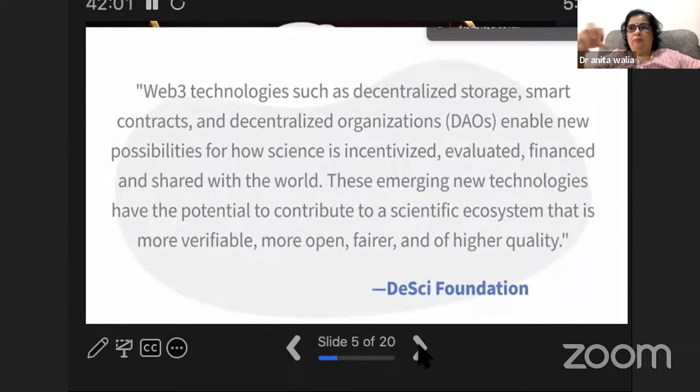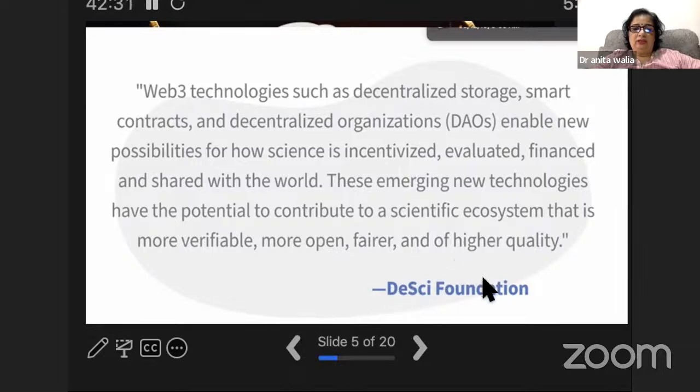So no one company or one country will say this is my science project. They can combine resources on a decentralized network with other countries and come out with a lot of innovations and inventions in science. These emerging new technologies have the potential to contribute to the scientific ecosystem, which is verifiable because blockchain technology is verifiable. So there are a lot of ideas.